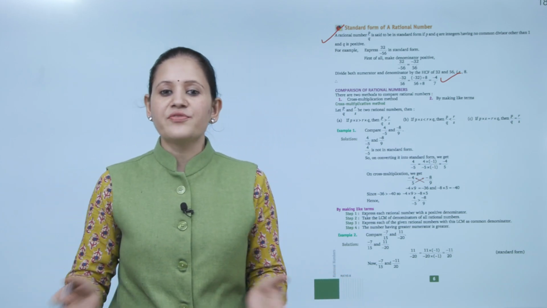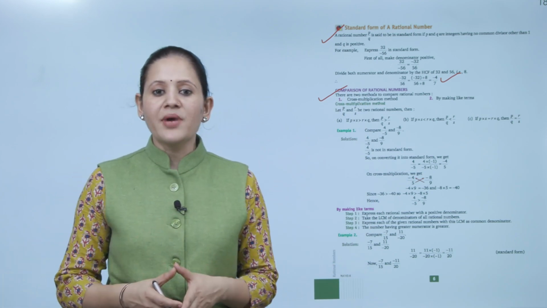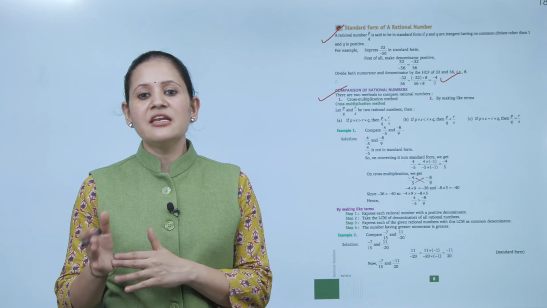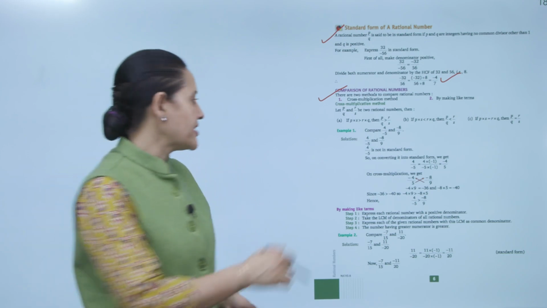Next is comparison of the rational numbers. There are two methods of comparison of rational numbers. One is the cross multiplication method and the other is by making like terms. So first is the cross multiplication method.